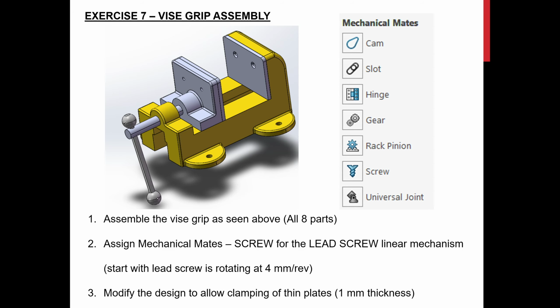For today's work, we are going to be assembling something called a vice grip. So this one is something that you can see in the workshop. It is some sort of a vice. So this vice has a clamping grip, and in order for this vice to travel forward and backwards and give it the clamping force, you need to rotate the clamp using a lead screw.